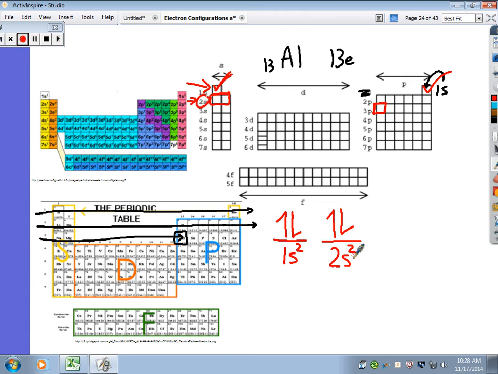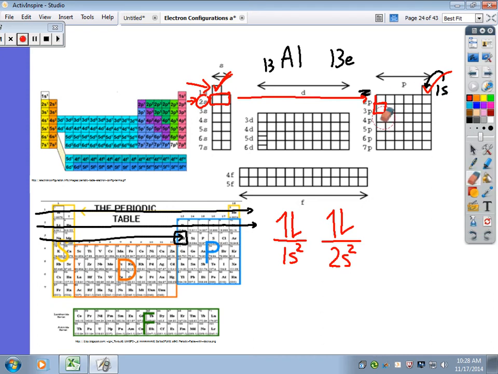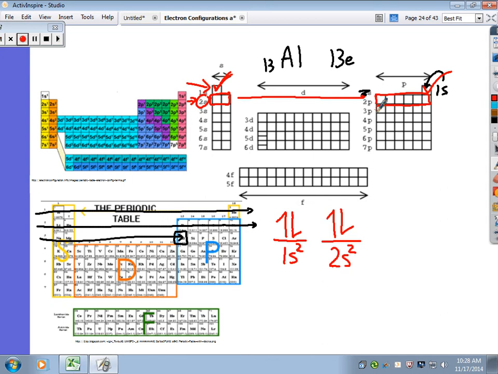Now what? You can't just go to the elevator and go to the third floor. You need to physically walk down the hall and fill these P's. So I'm actually going to fill these P's right here. Now when I draw P's, how many lines do I draw? 1, 2, 3. If you said that, you're correct. Right? SPDF, 1, 3, 5, 7.